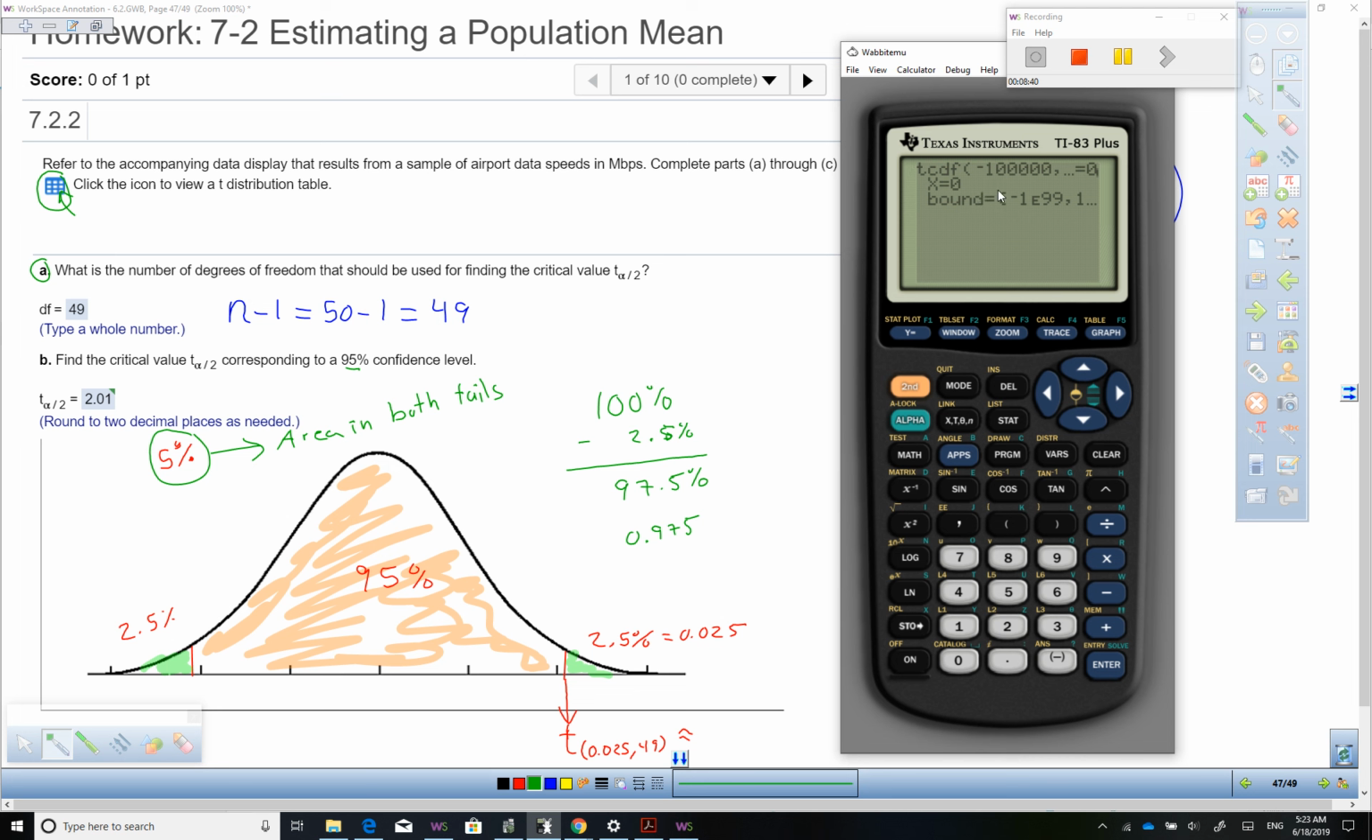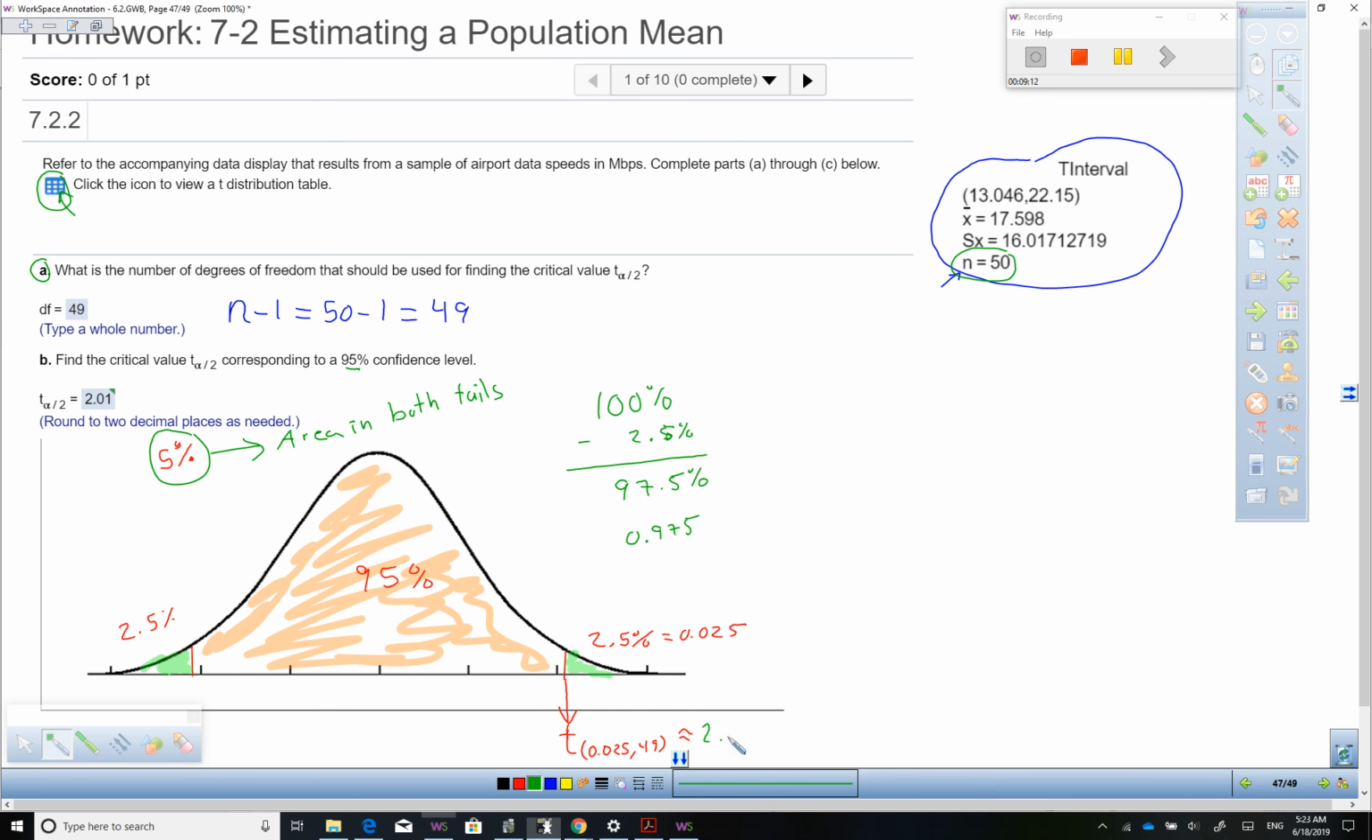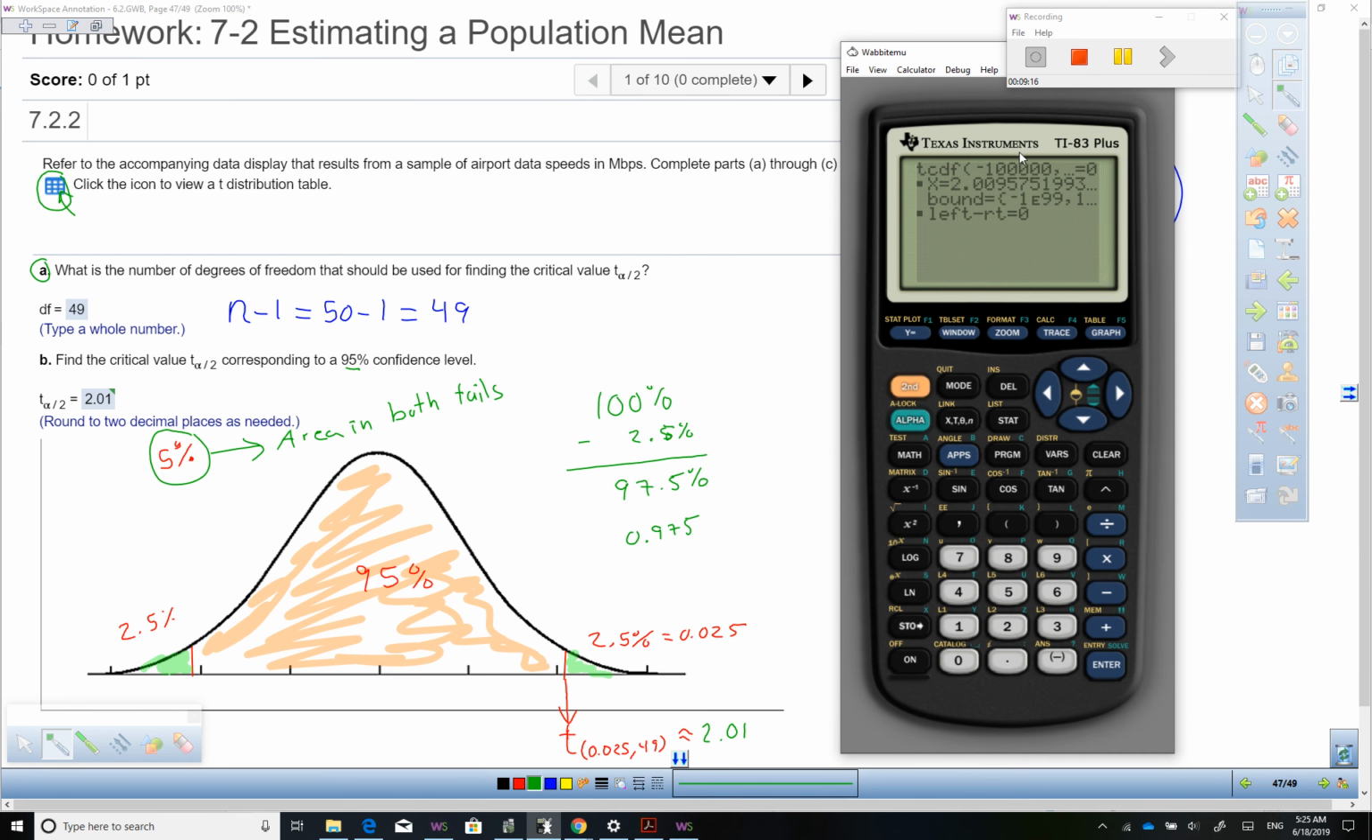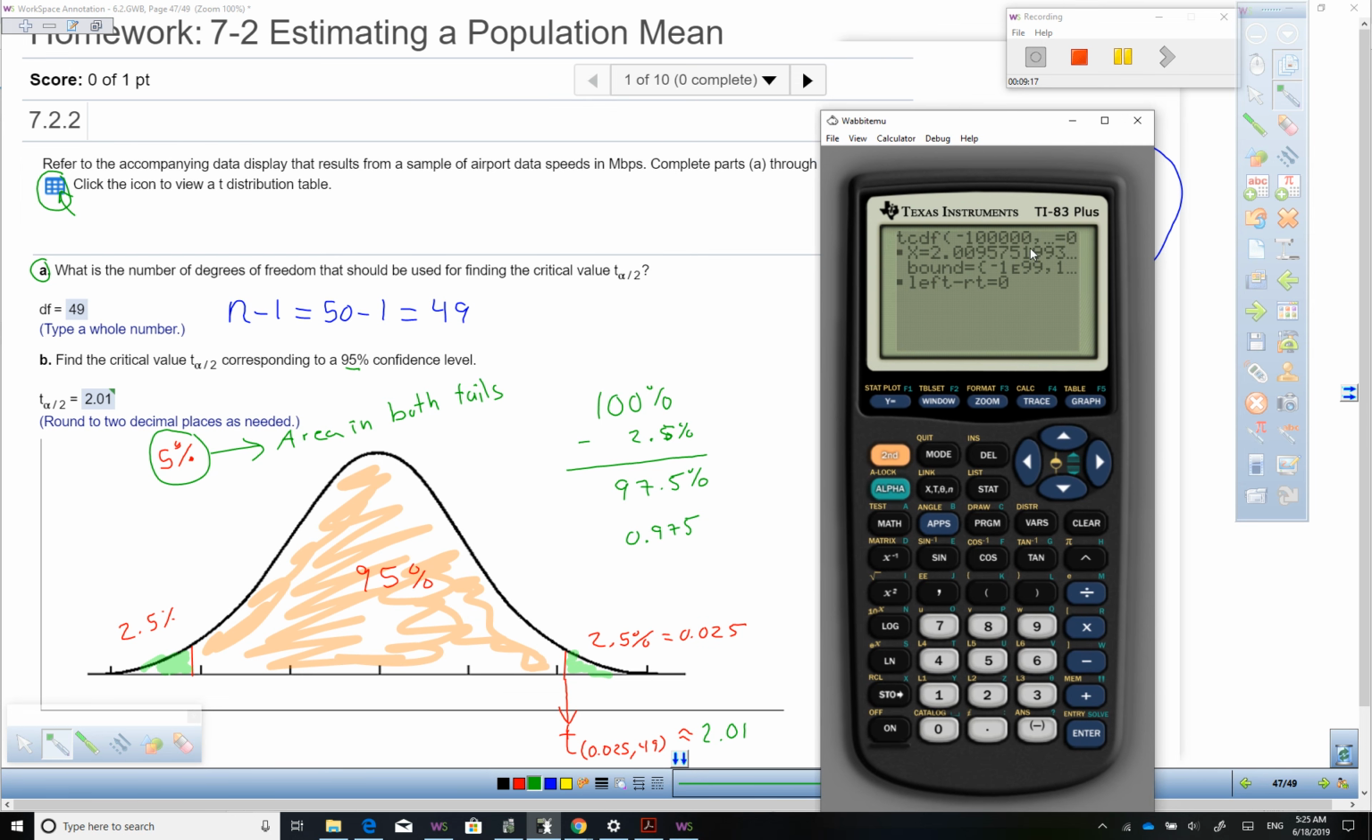This 09 goes up to 10, so 2.01. And that's how you do this problem. I know this method is a little bit more complicated than using the table, but as I said before, if you want to have fun with the calculator, you might try this way.